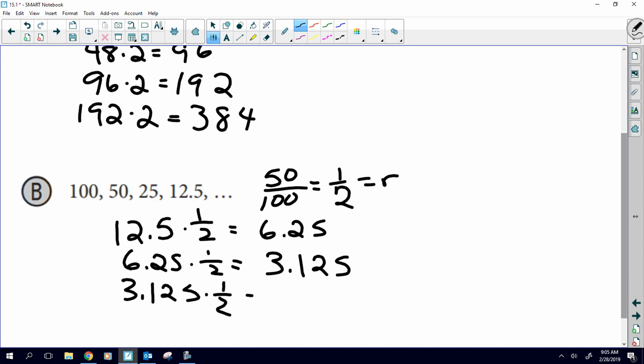And I get 1 and 5,625 ten-thousandths. Okay? All right. Very good. Now, on the next page, you are writing all the examples, okay?